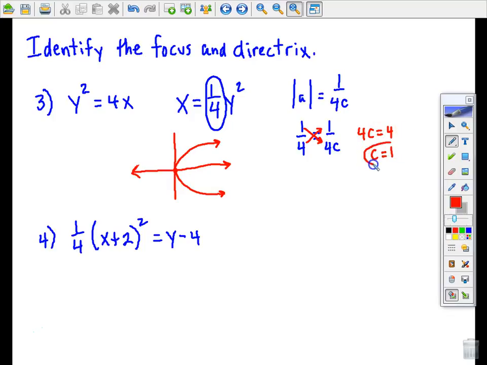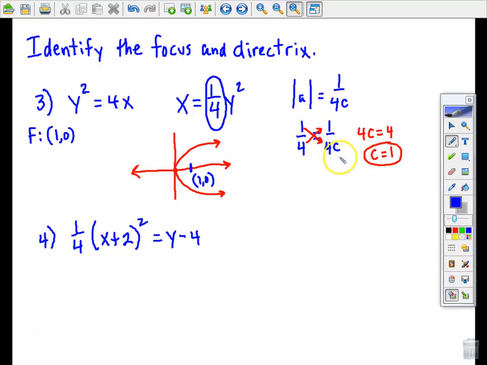Well, we already determined that c is 1. So that means I'm going to travel one place to the right of the vertex, and that will indicate where the focus is. And the ordered pair of this point is 1, 0. All right, so I found the focus. Just identify it this way. The focus is the point 1, 0.